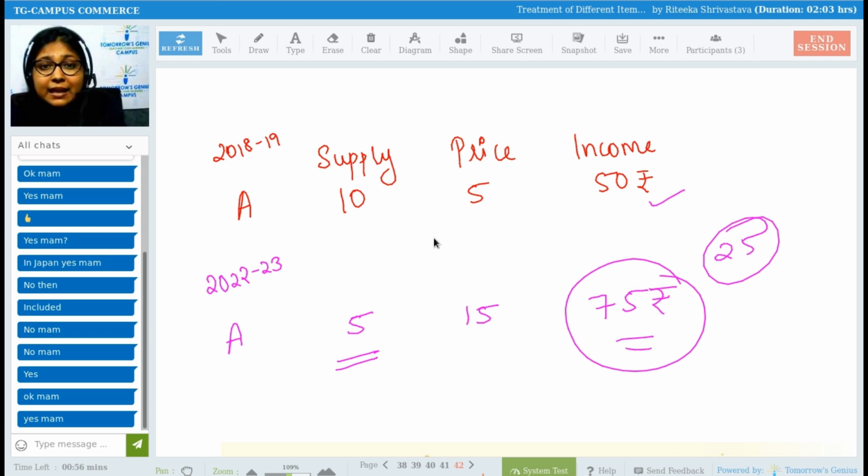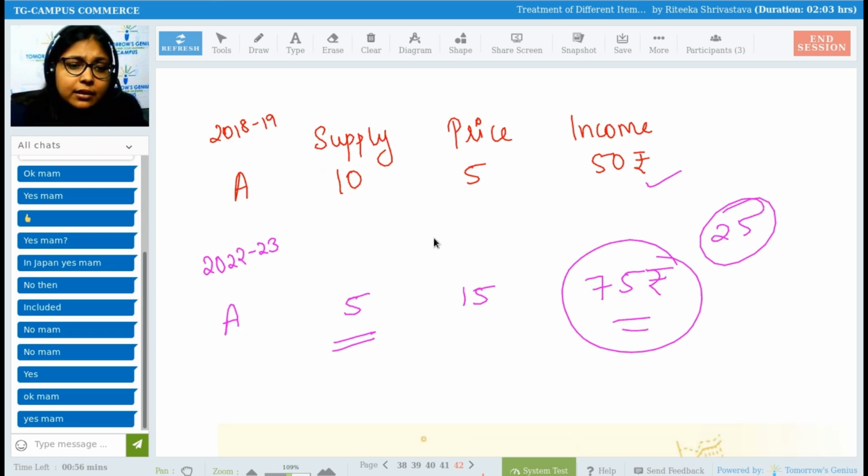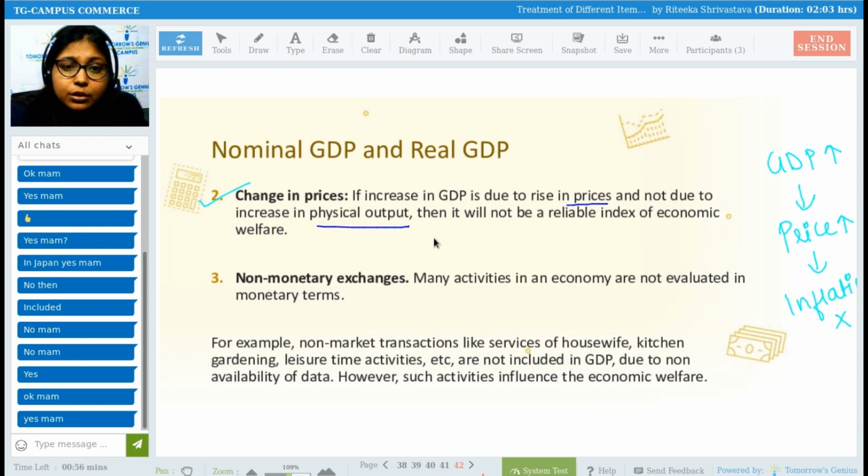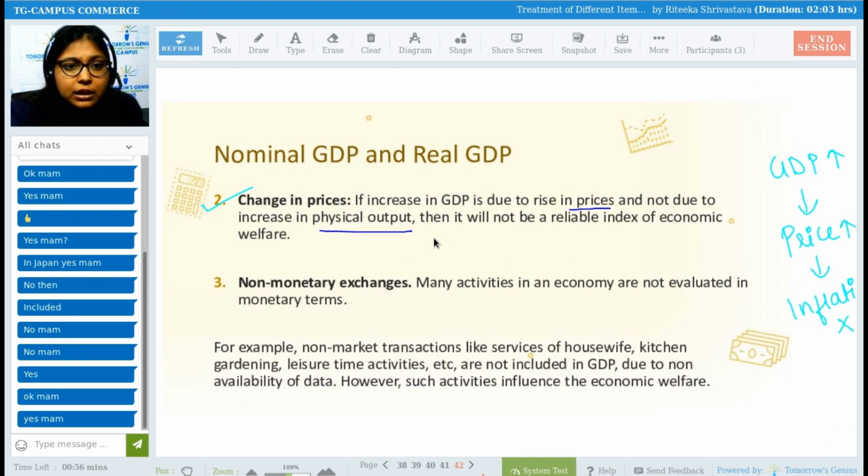Physical output, physical supply is a very important element of GDP. Just because the GDP income has increased, that doesn't mean that your economy is increasing, your country is improving. No, the total output should also have increased. So that is the second point.